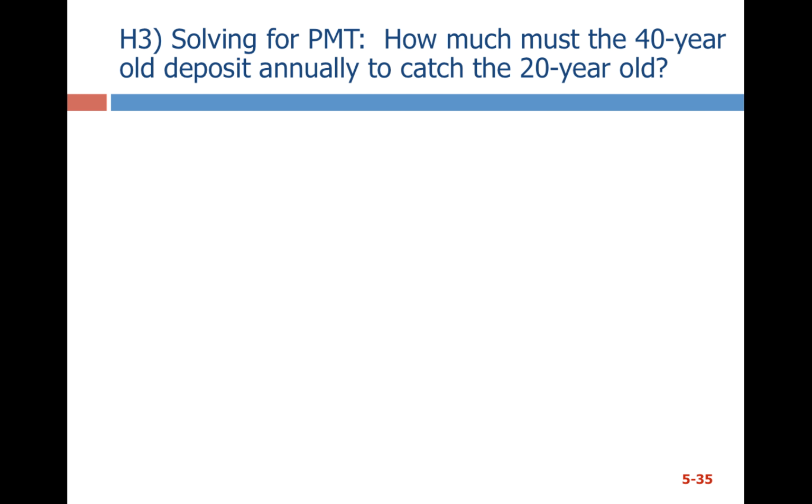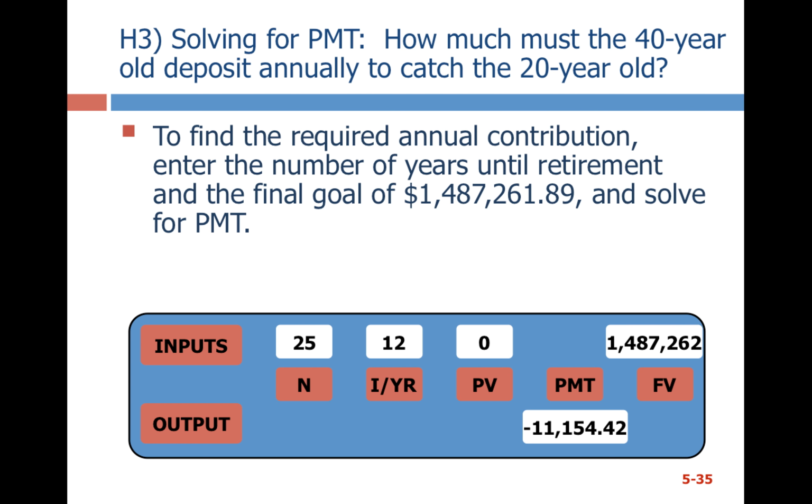How much must the 40-year-old deposit annually to catch up to the 20-year-old? So remember, the 20-year-old is depositing $1,095 annually. How much must the 40-year-old deposit annually to catch up to that 20-year-old? So to find the required annual contribution, you want to put in the number of years until retirement. We know the goal is $1.4 million, and we would be solving for our payment.